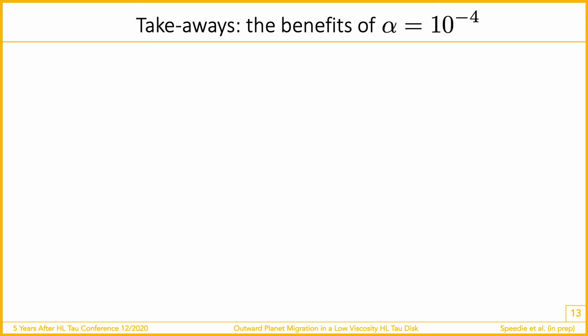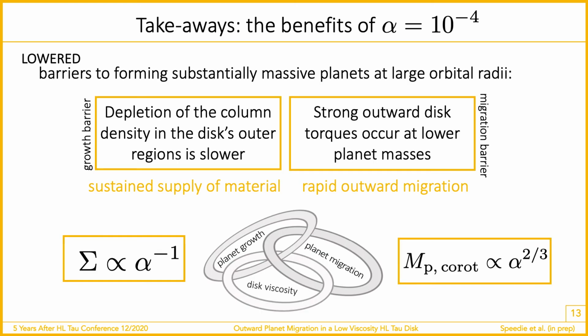But to summarize, the two barriers to forming massive planets out at many tens of AU that exist for conventional values of disk viscosity are lowered if their natal disk's viscosity is lower than typically assumed. So planet growth, planet migration, and disk viscosity are intertwined.